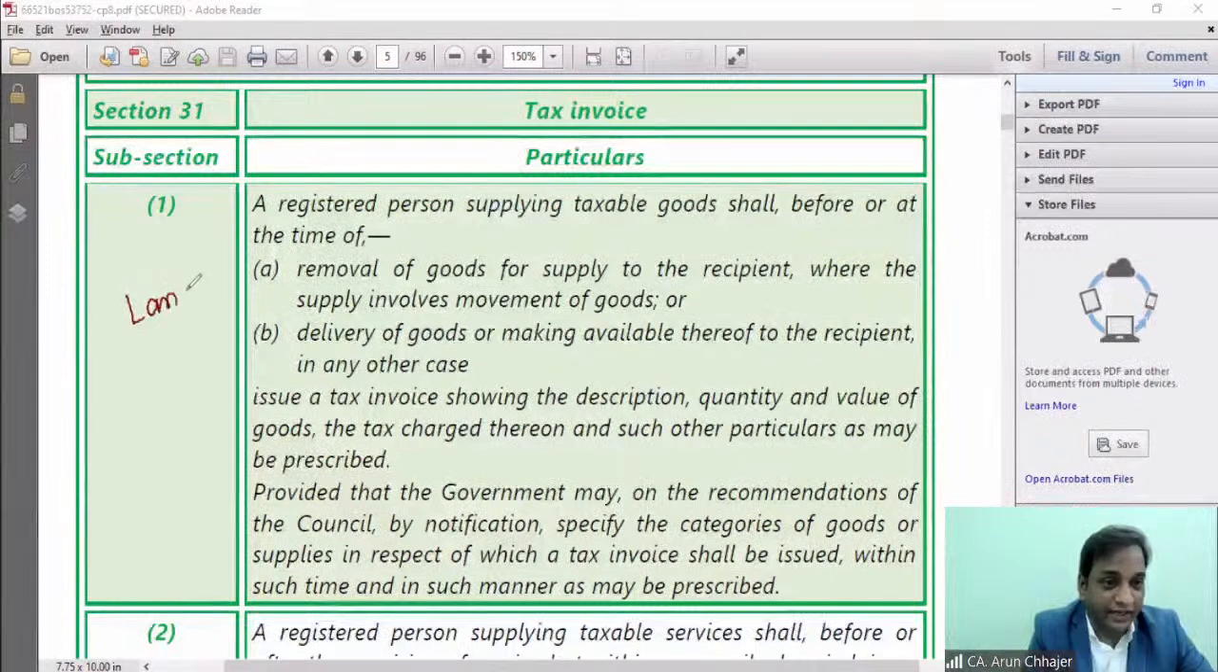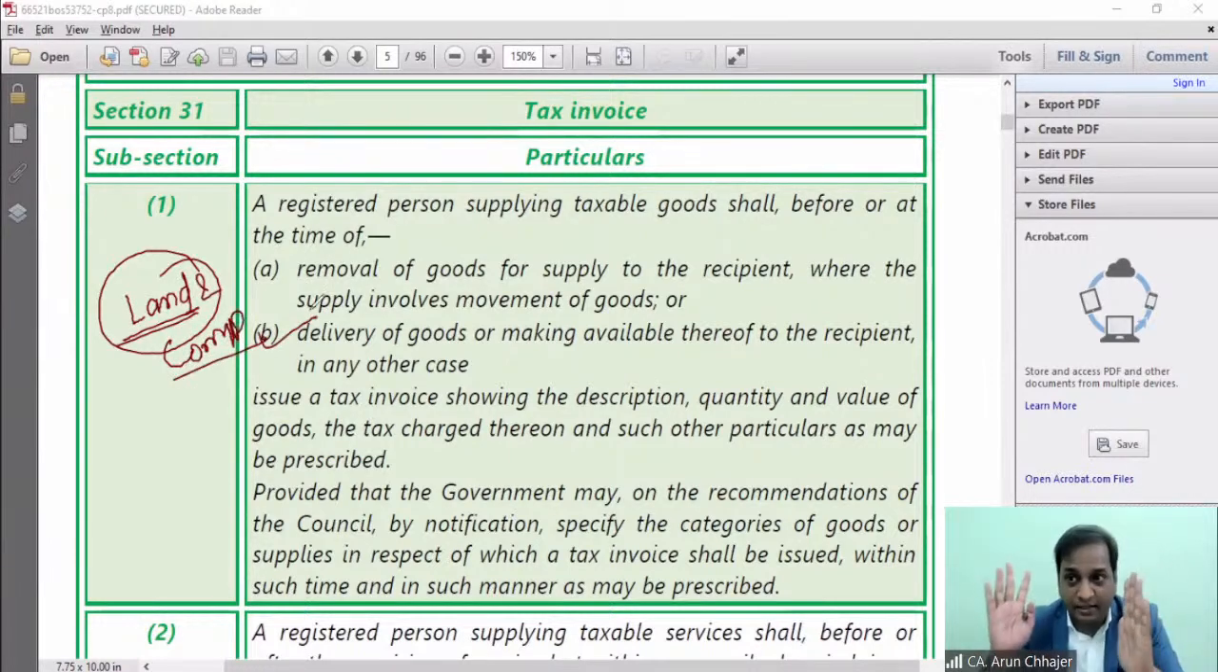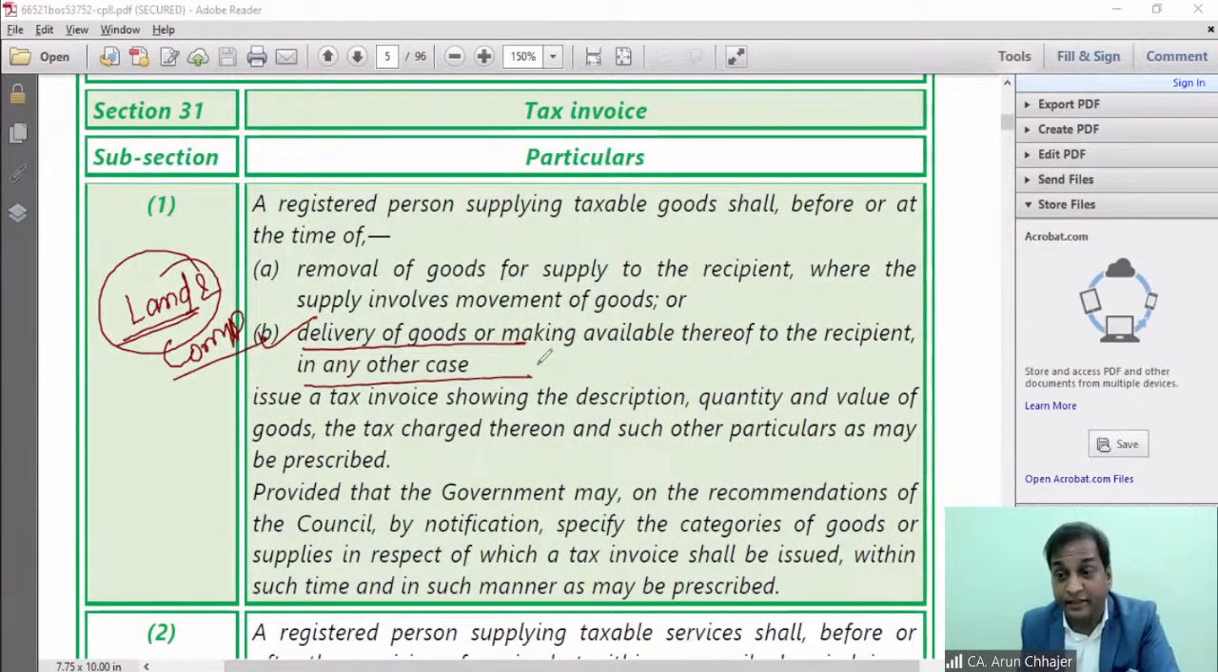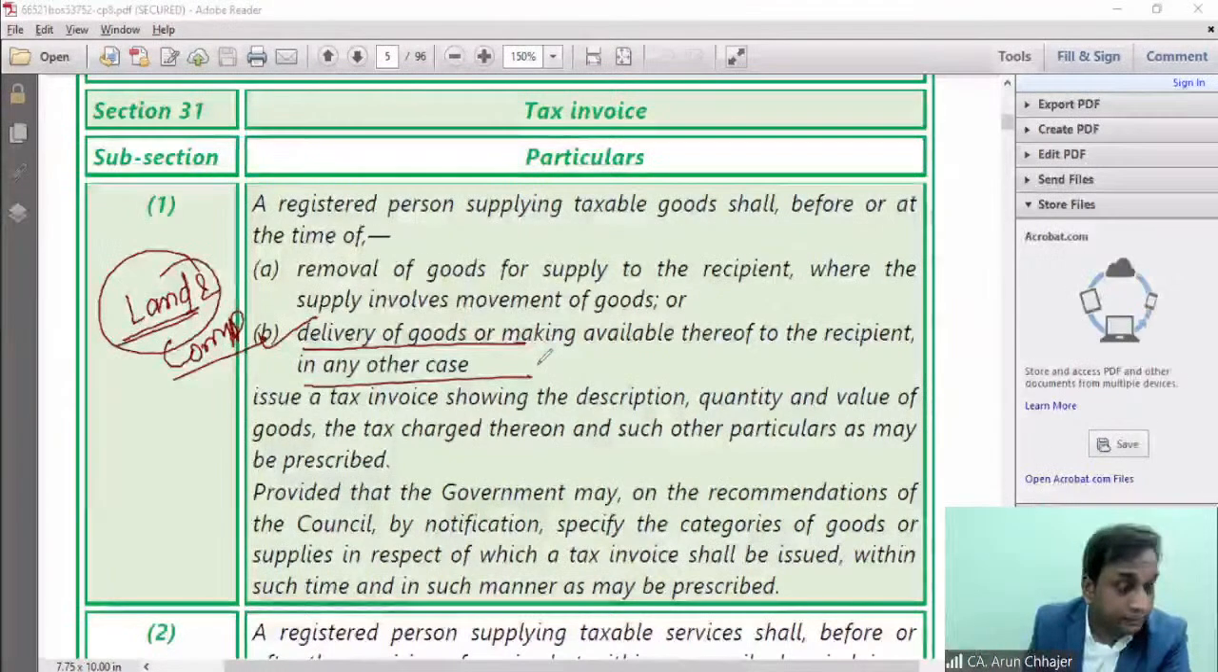Whether sale of land or sale of a completed building can be an example of clause B, where there is a supply of goods but it does not involve movement. Please answer this question. Is it possible that I can give land and completed building as the example for clause B? The answer would be no.